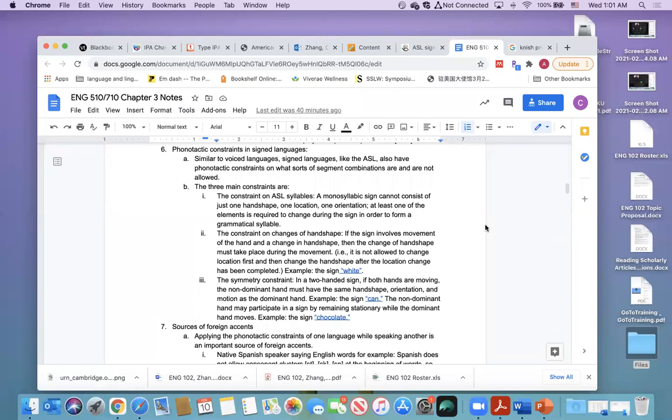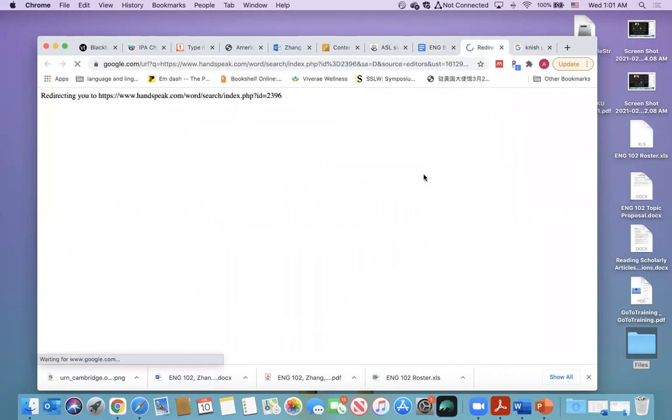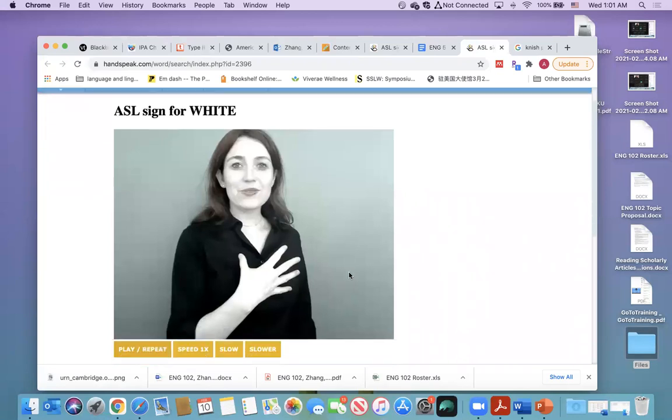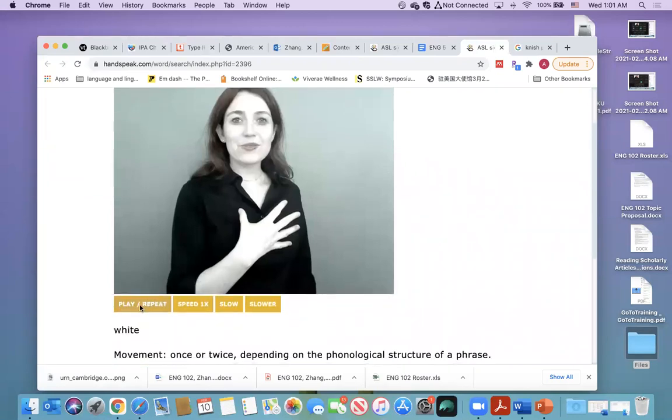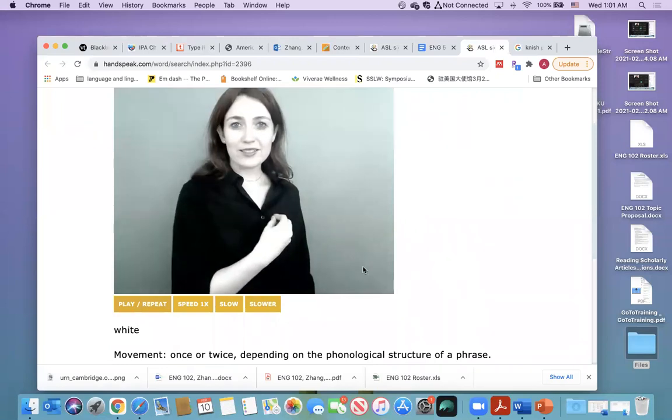The second constraint is on changes of hand shape. It basically says if the sign involves movement of the hand and a change in hand shape, then the change of hand shape must take place during the movement, not before, not after the movement. And you can see the example for the sign white. This is from the files link page that accompanies our textbook. As you can see, the sign changes shape during the movement, not before or after it.